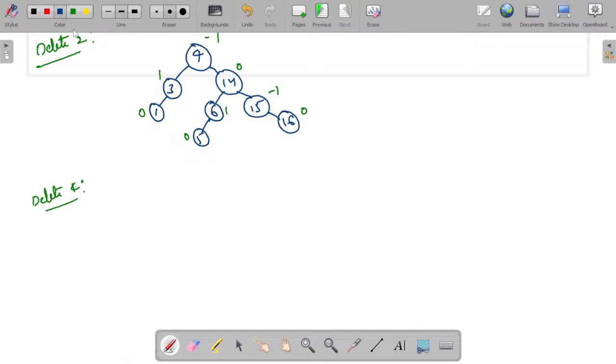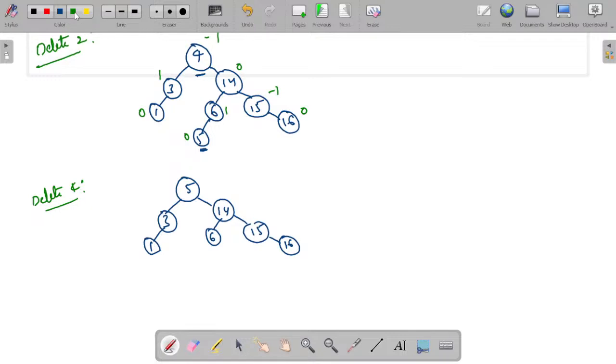Okay, so where is 4 at? 4 is the root node, which is having multiple child nodes. Now we have to swap 4 with the in-order successor. The in-order successor for this 4 is 5, the smallest element in the right subtree. So we have to swap 4 with 5. So now 5 gets to the position of 4, and the remaining nodes stay in the same place. 6, 15, and then 16. Now we will calculate the balance factors.